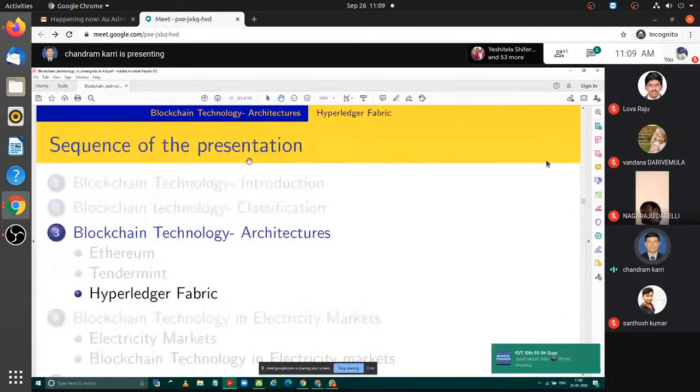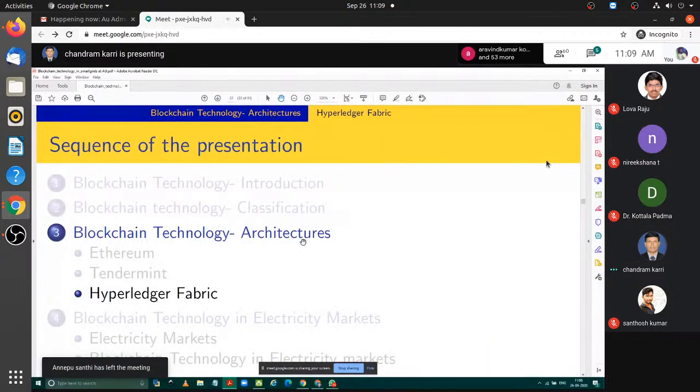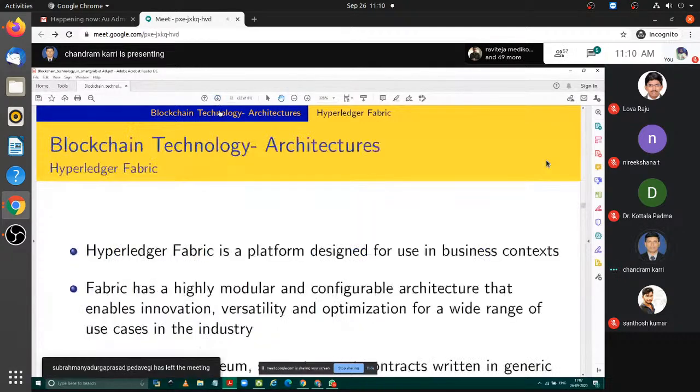Another architecture is Hyperledger Fabric. The first one, Ethereum, is like a transaction between A and B. In Tendermint, it is a transaction between A and B with multiple options, and it will pick the best option, and the best one will be communicated between the two parties. Hyperledger is mostly used for business transactions, so for business transactions this is more suitable.